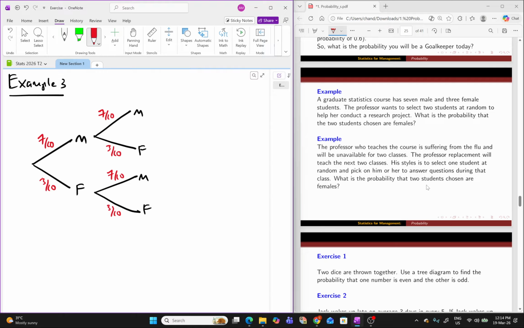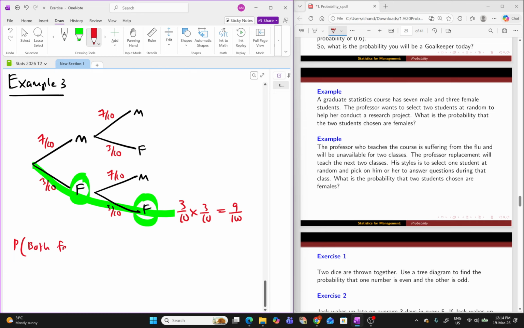What is the probability that the two students chosen are female? Here, go by branch, you will get 3 over 10, 3 over 10. This is the answer for the third one.